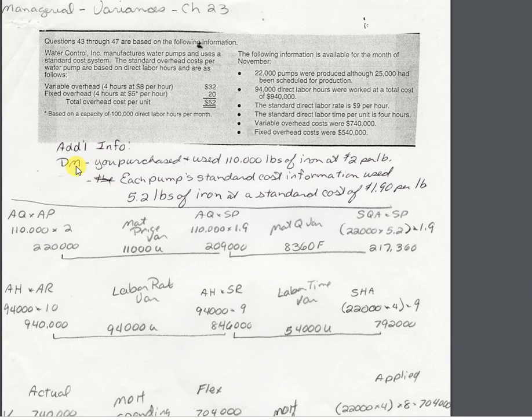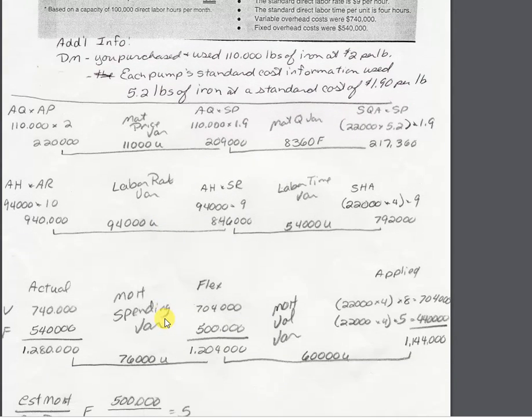So our additional information is direct materials. You purchased and used 110,000 pounds of iron at $2 per pound. Each pump's standard cost information used 5.2 pounds of iron at a standard cost of $1.90 per pound. So as we go through this, we're just simply going to plug in the numbers. So hopefully you've set it up. If not, pause your video and see if you can set it up.